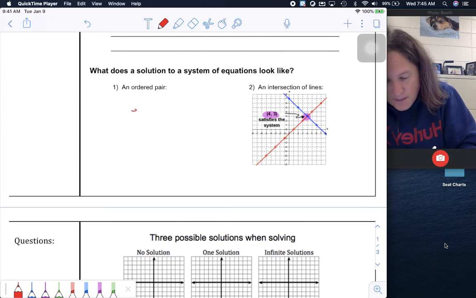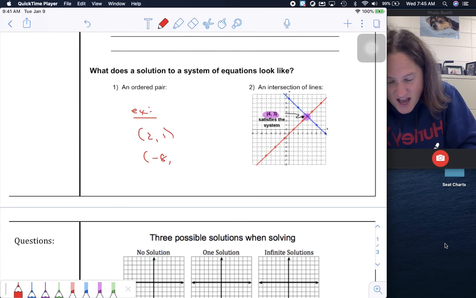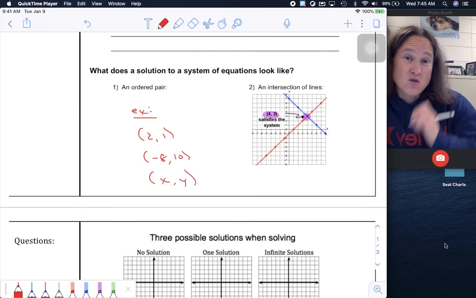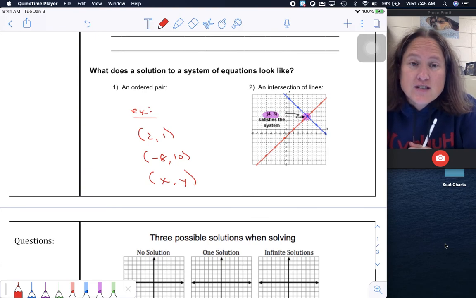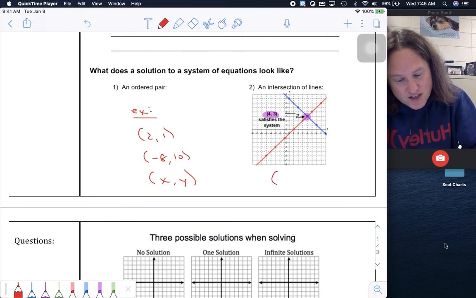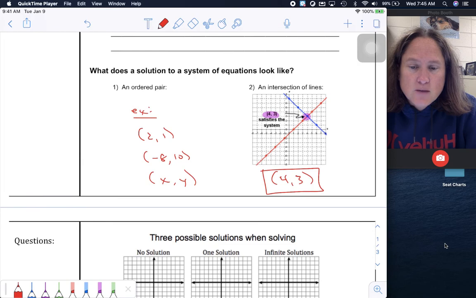So for example, it could be (2, 1). It could be (-8, 10). It could be whatever x and y are. So those are examples. And for this particular example, number 2, it's going to be where the two lines intersect. So this would be the ordered pair (4, 3). That would be your final solution.